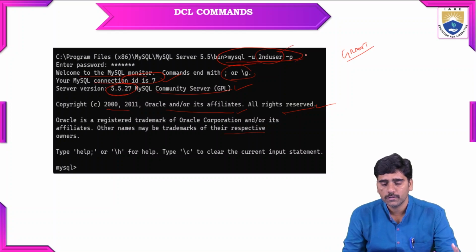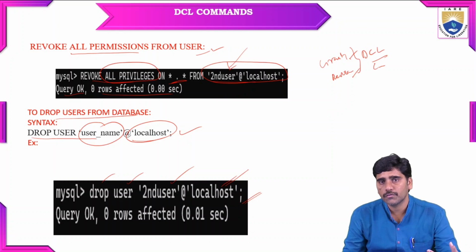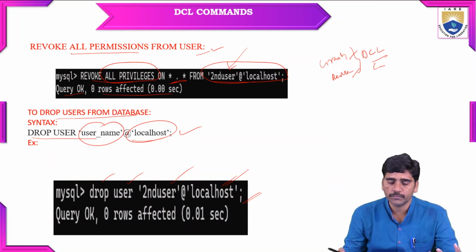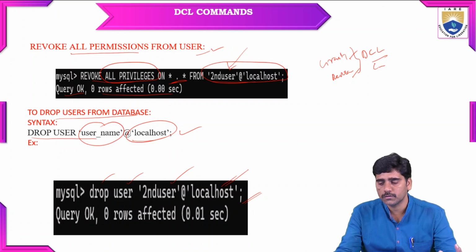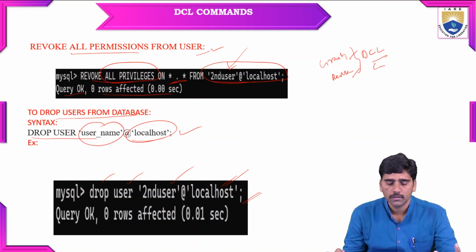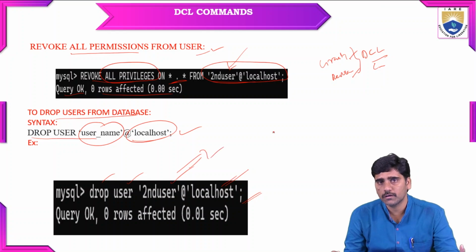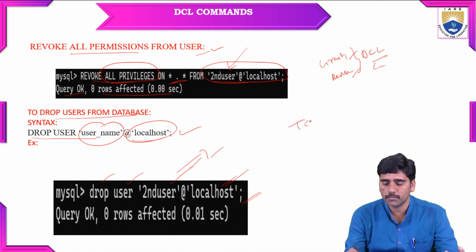It is asking you to enter the password. So after entering the password, you are in the user mode. So after that, if you want to revoke the permissions from that user, you can revoke all the permissions. So after revoking all the permissions, there is no need to use that as a user. So you can drop the user as well. So this is all about creating users, creating transactions, and performing TCL and DCL operations.